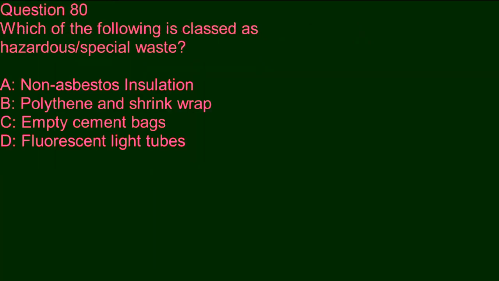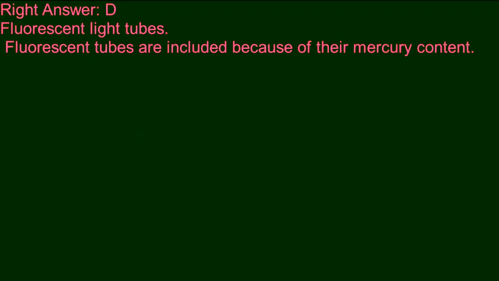Question 80. Which of the following is classed as hazardous special waste? A. Non-asbestos insulation. B. Polythene and shrink wrap. C. Empty cement bags. D. Fluorescent light tubes. Right answer, D. Fluorescent light tubes. Fluorescent tubes are included because of their mercury content.